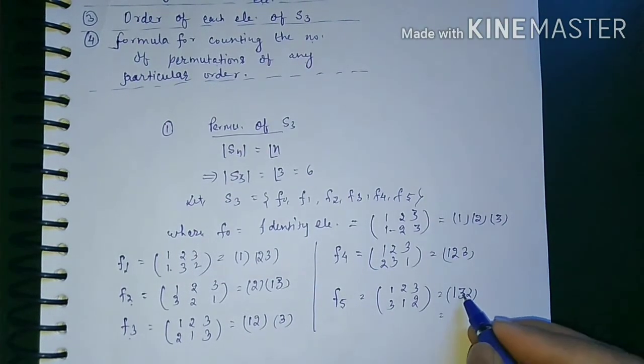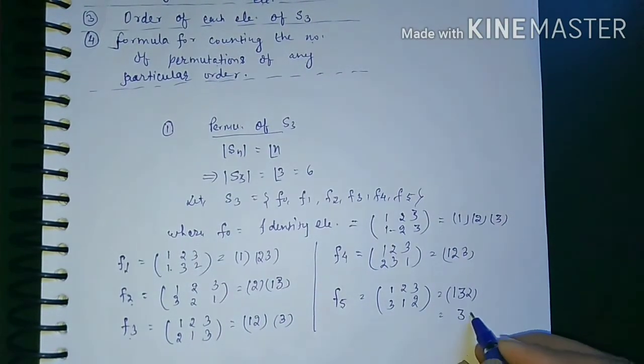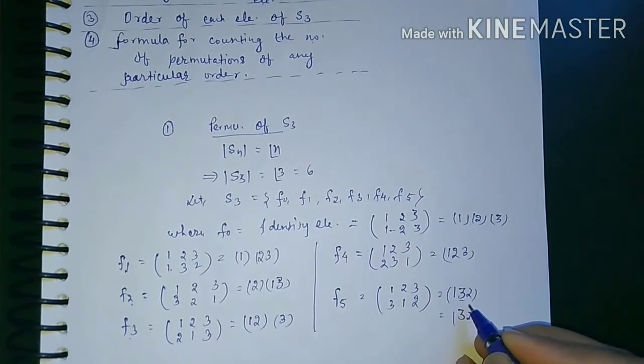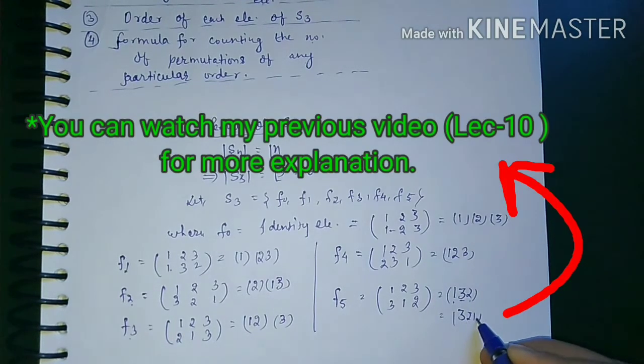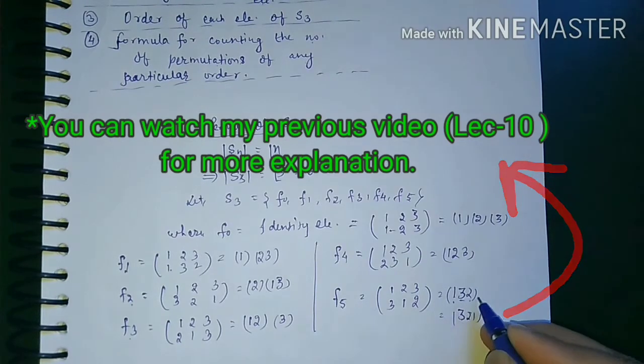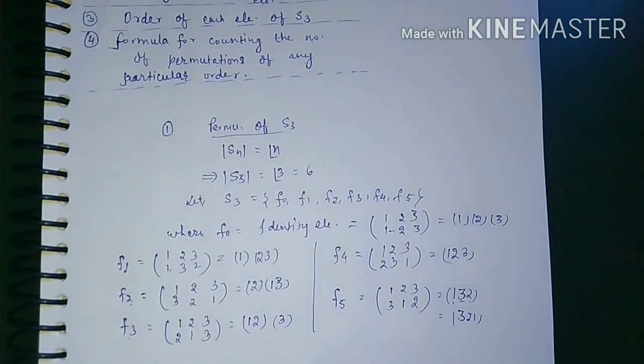And we know that it can be written as (3,2,1), that is, starting from this element and keeping the direction the same. In cyclic form we write 3, 2 and 1. So (3,2,1) is equal to (1,3,2). So these are the 6 permutations from this group S3. Now we are going to find the inverse element of each permutation, and also the order of each permutation.